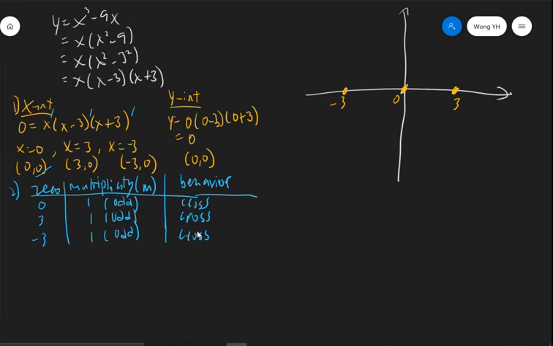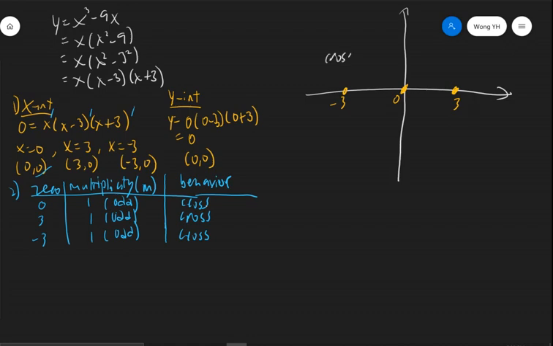So the graph actually crosses like a straight line because the value is 1. If it's an odd number, not 1, it will cross like a curve. All right, so I'll just put "cross" for all these three values. And then we can just put it on the graph there. I'll just put a remark here because later I have to analyze it.